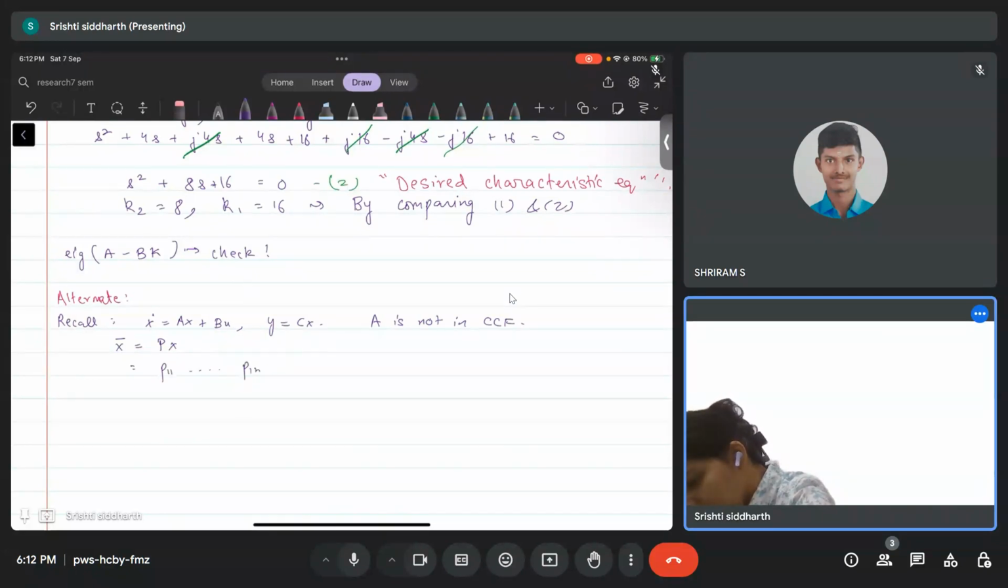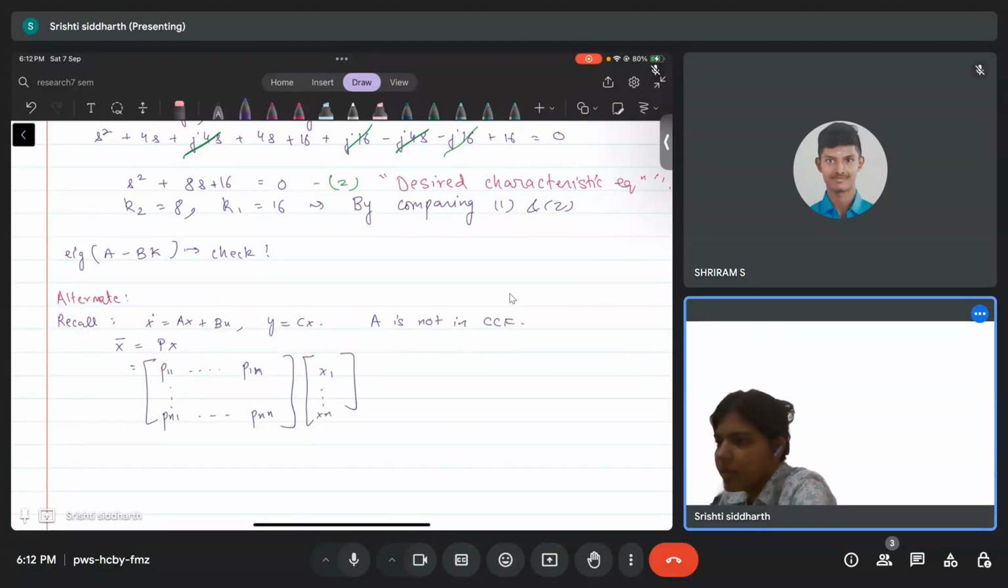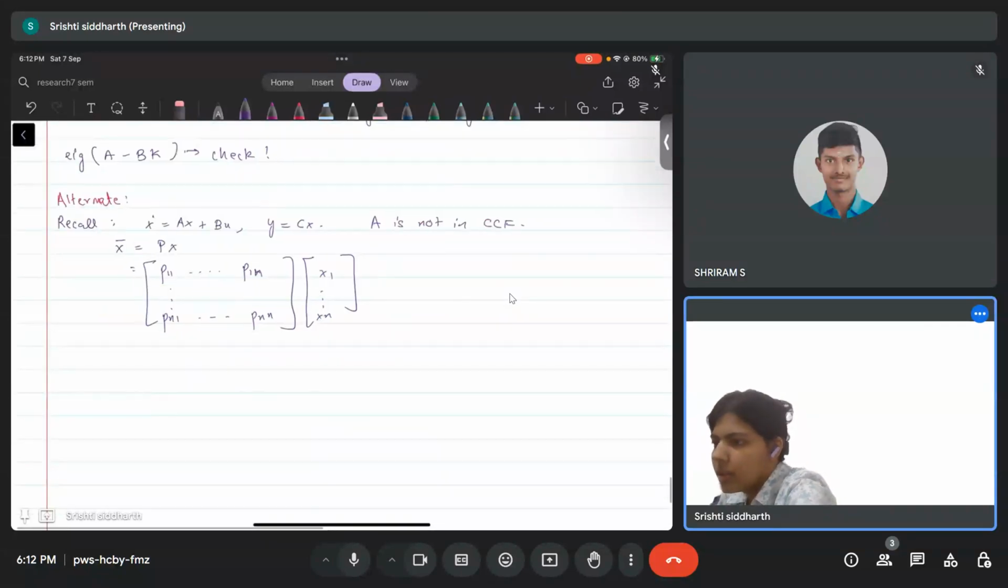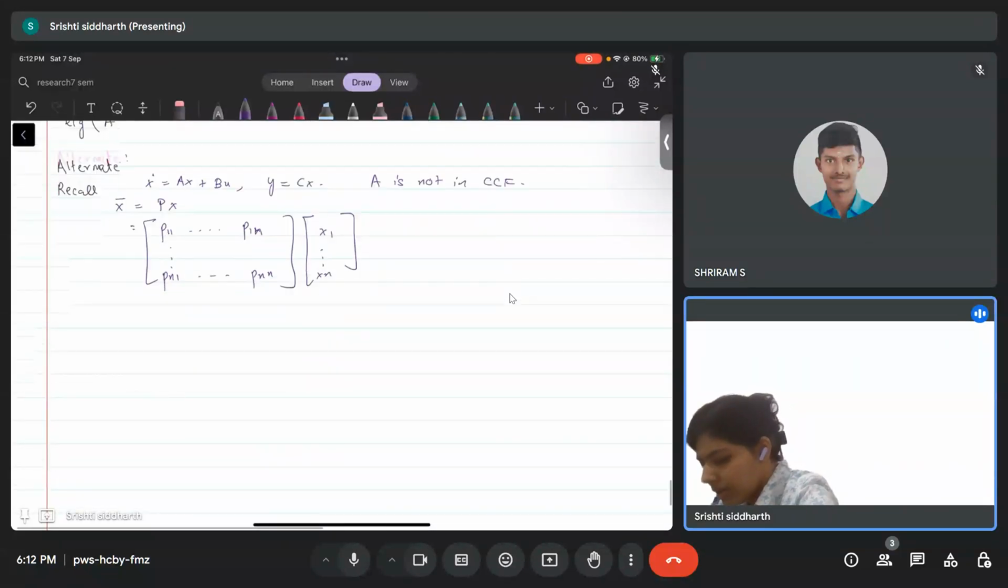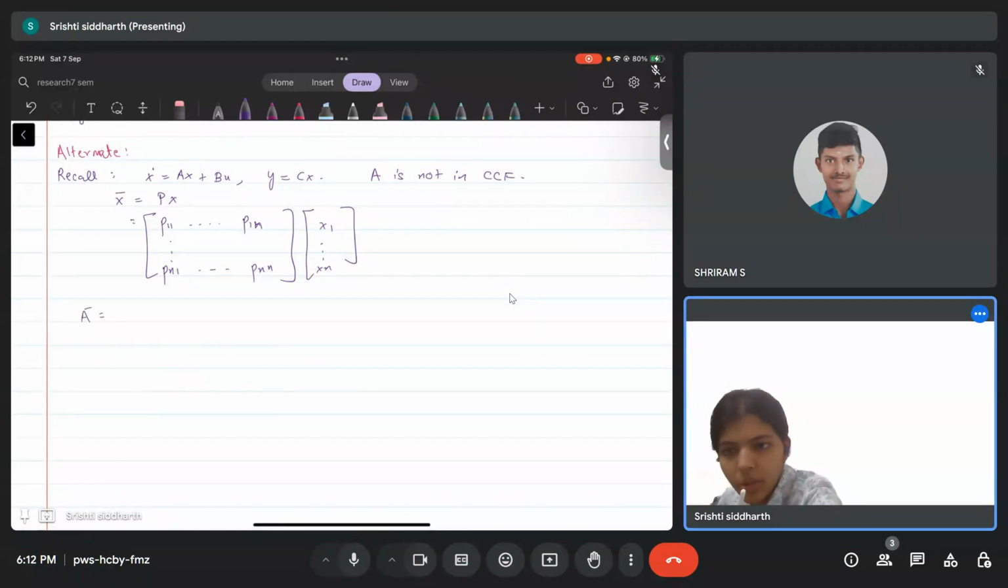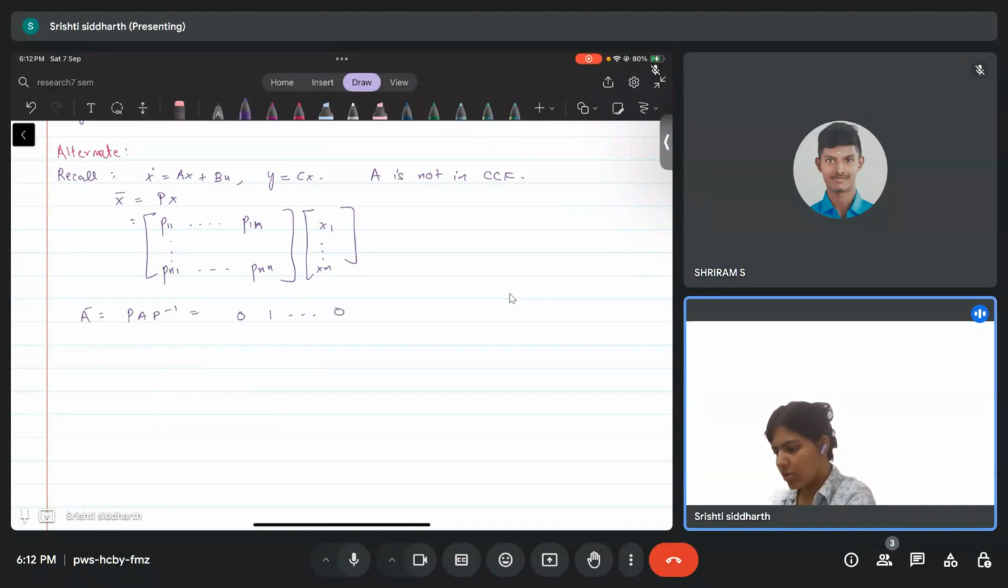It's a square matrix n by n, P11 through Pnn. Then we have x1 through xn, and so you have this transformation. So the new matrix A bar is going to be PAP inverse. So let's say that this A bar is in the CCF form. So this should be 0 1 0 0 0 1. The last row should be, and then some coefficients, right? So let's say minus alpha n, minus alpha n minus 1, up to minus alpha 1.